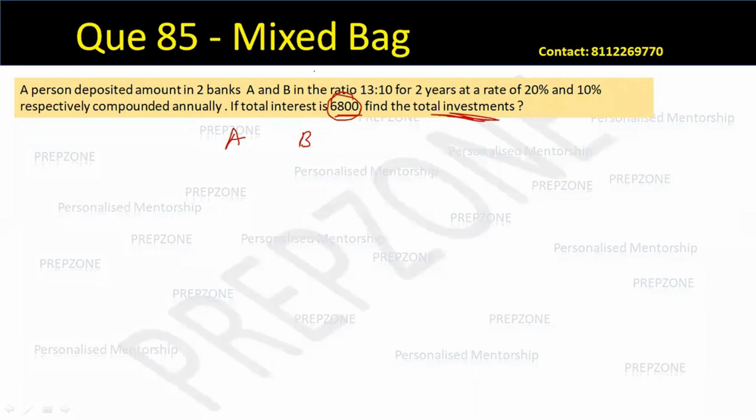Okay, and it is given to me that I put money in banks A and B for 2 years in the ratio of 13:10 at a rate of 20% and 10% respectively. Okay, so now I can try to apply allegation, that for example I put only in A. So basically, see, the 20% interest rate is compounded annually, right? But this question is for 2 years. So if 20% interest is for 1 year, what will be the net interest rate for 2 years? Please solve and tell me. What is my net interest rate for 2 years?